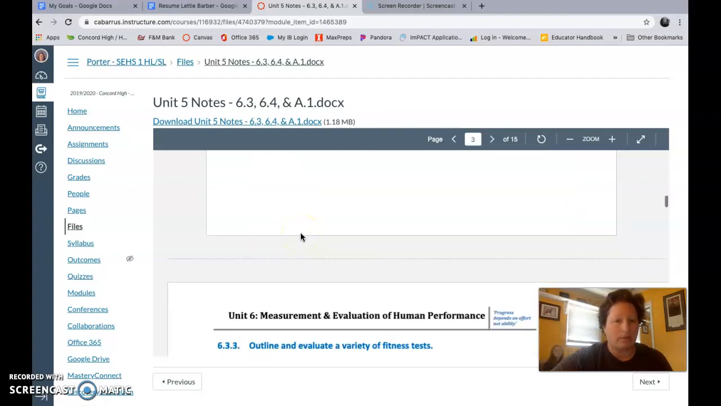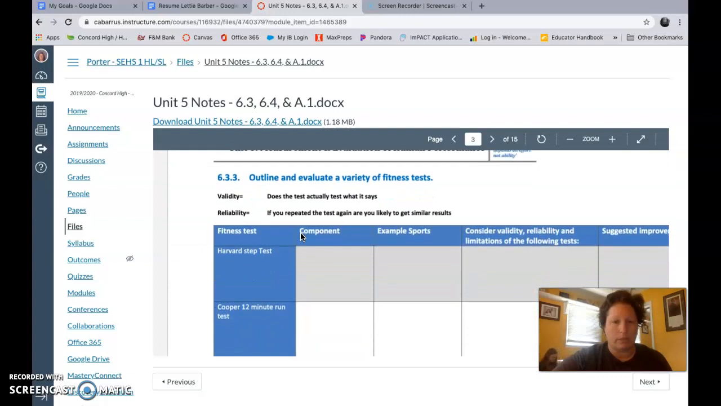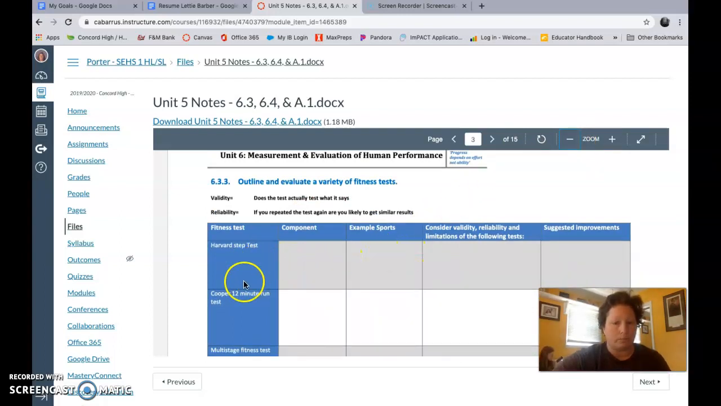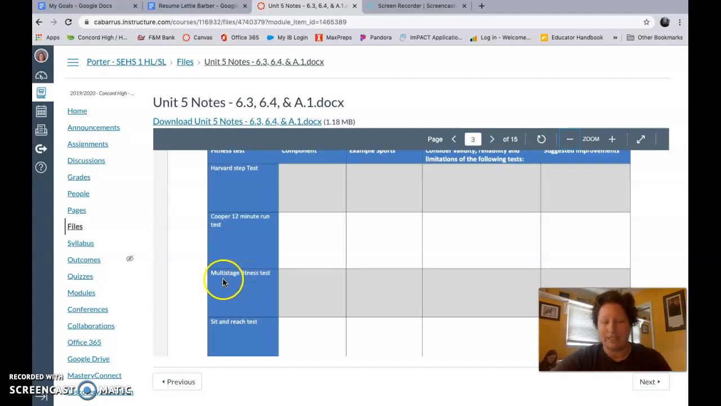The last part of 6.3 is going to be you evaluating different fitness testing. This is actually going to become an assignment for you. I want you to look up the different fitness tests: Harvard Step Test, Cooper 12-minute run, and the multi-stage fitness test. This is also called the PACER or the BEEP test. It's the one that all of you love to do in 9th grade PE.